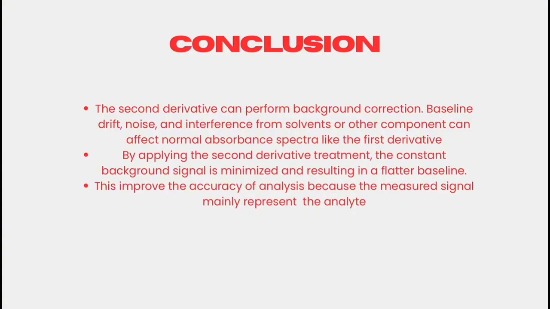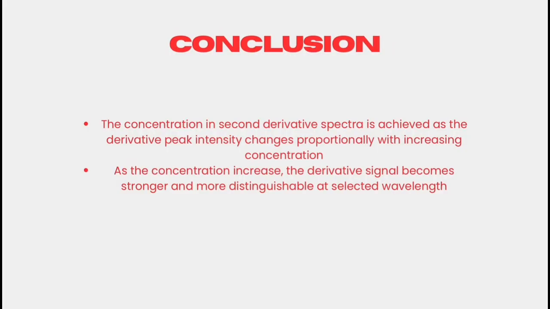Baseline drift, noise, and interference from solvents or other components can affect normal absorbance spectra like the first derivative. By applying the second derivative treatment, the constant background signal is minimized, resulting in a flatter baseline. This improves the accuracy of analysis because the measured signal mainly represents the analyte. The concentration in second derivative spectra is achieved as the derivative peak intensity changes proportionally with increasing concentration. As the concentration increases, the derivative signal becomes stronger and more distinguishable at the selected wavelength.